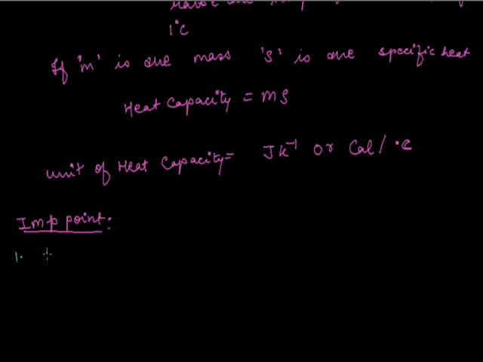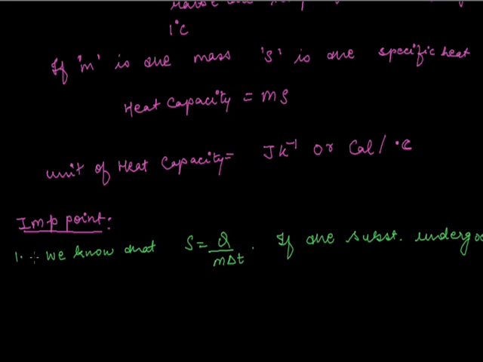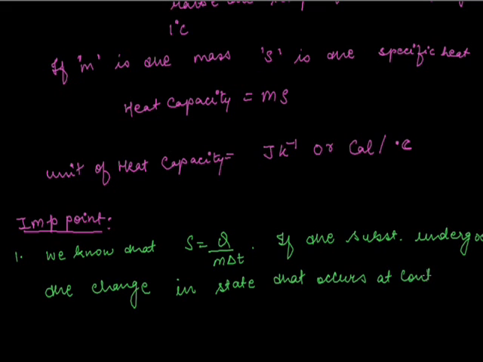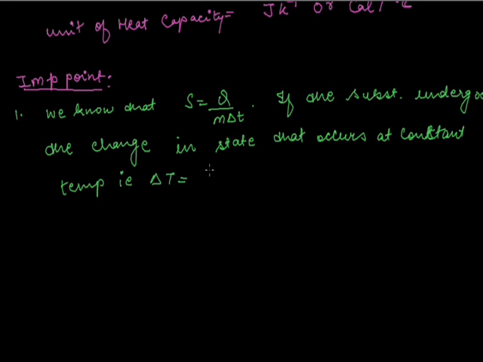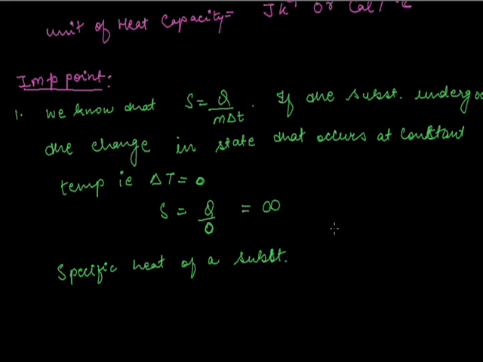There are a few points to remember in this. First, we know that S is equal to Q upon M delta T. If the substance undergoes a change of state, which occurs at constant temperature, that is delta T is equal to 0, then S gives Q by 0. Hence S is equal to infinite. Thus the specific heat of a substance when it melts or boils at constant temperature is infinite.